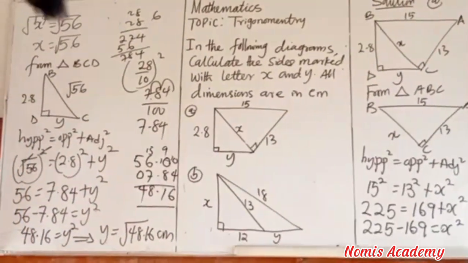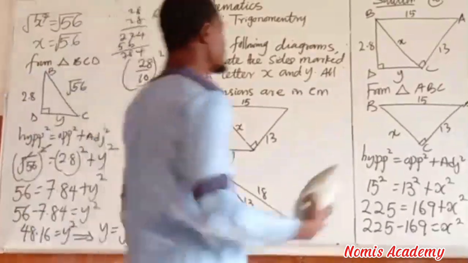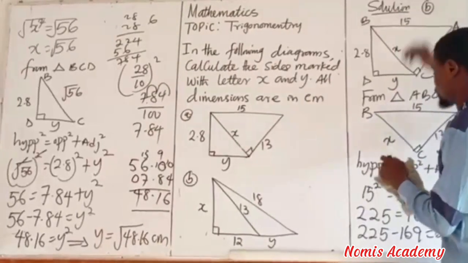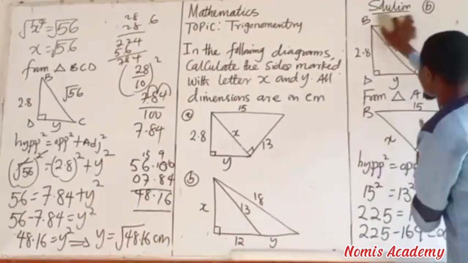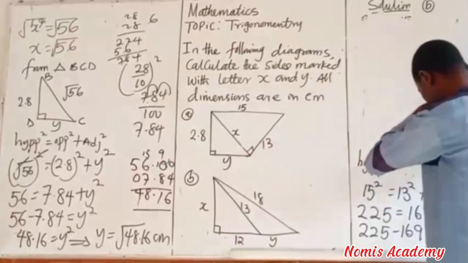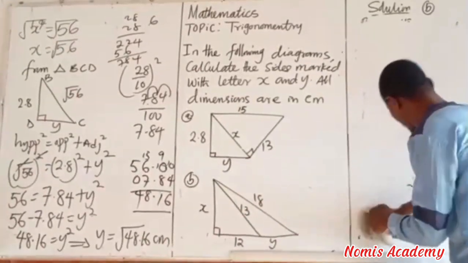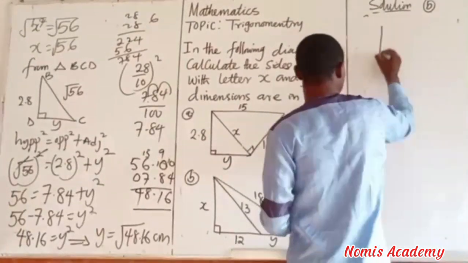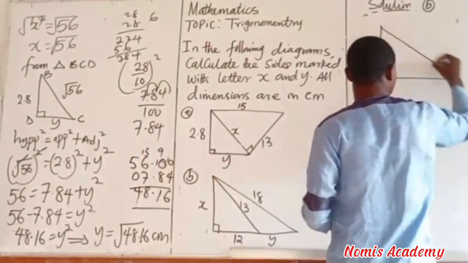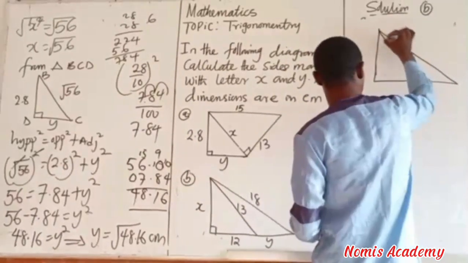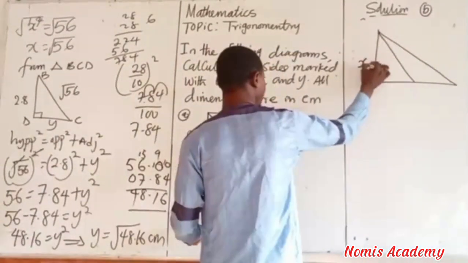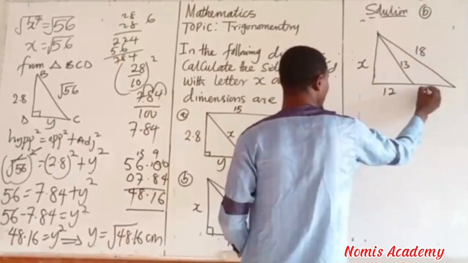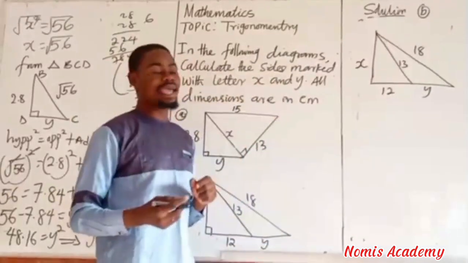So the second question is this. We are still using the same method to solve it, which is the B part of the question. So we have a triangle like this, divided into 2. Like I said, this is a rough sketch. This is what we have. Here we have x. Here we have 12. Here we have 13. Here we have 18. Here we have y. And mind you, we are looking for x and y.